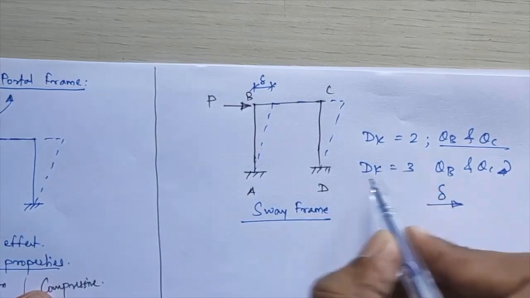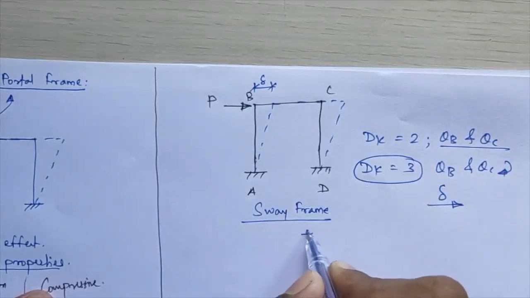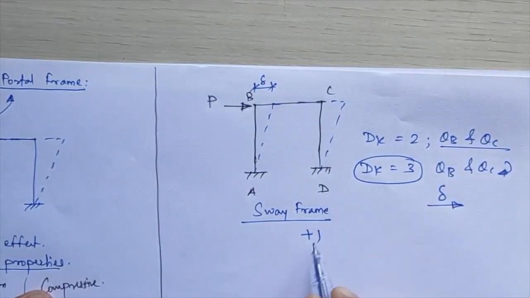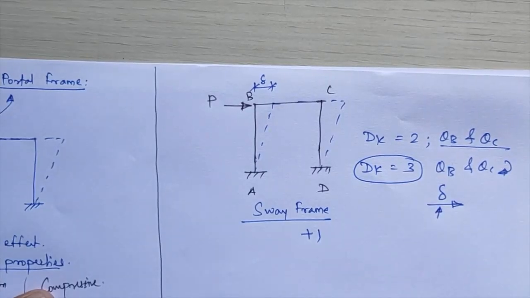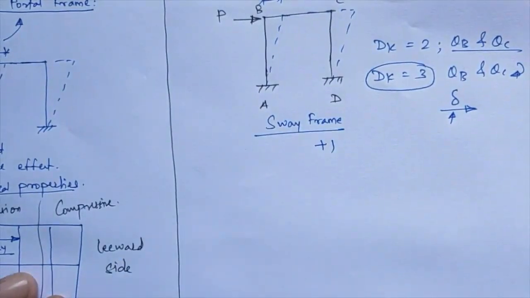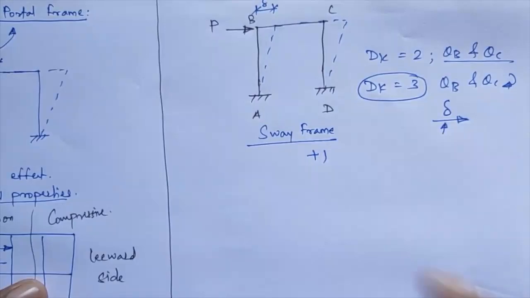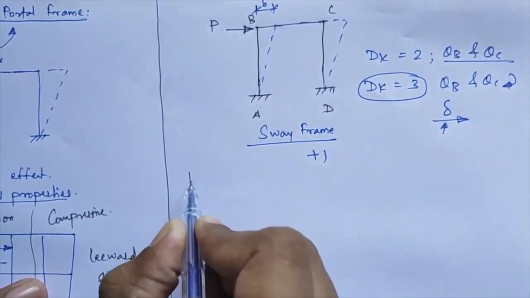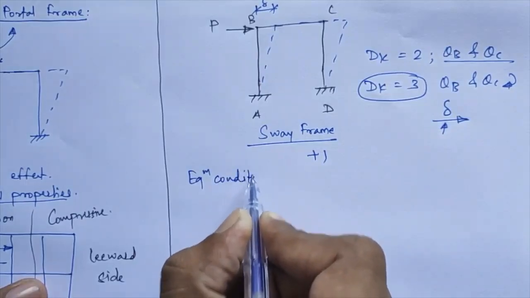So this is the difference between non-sway and sway frames: your dk value increases by 1. What is this one? This is nothing but the amount of delta. So in this case, whatever equilibrium equations we are calculating, in all the previous numericals I was telling you about the equilibrium conditions that we take in one step.